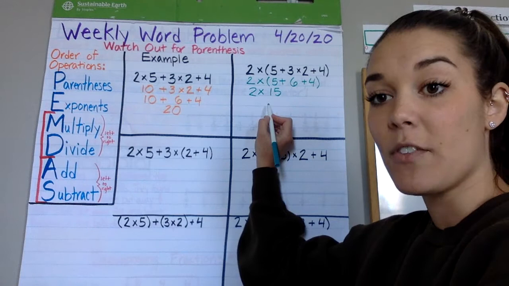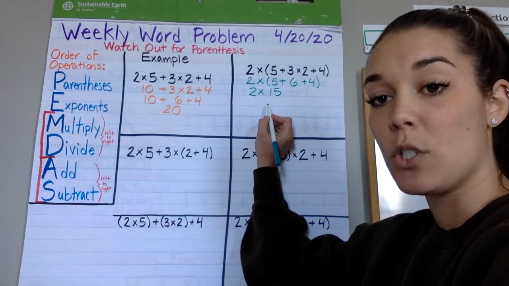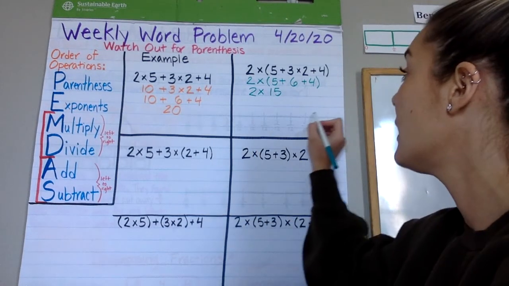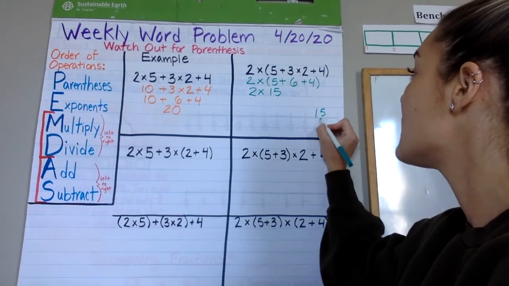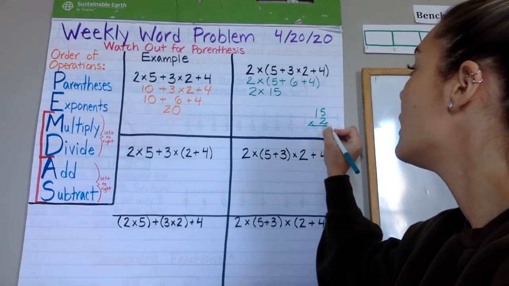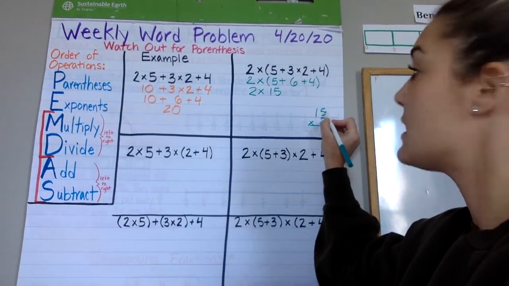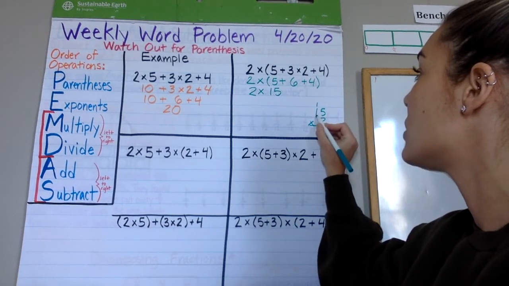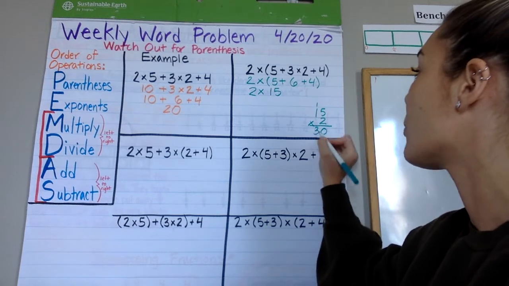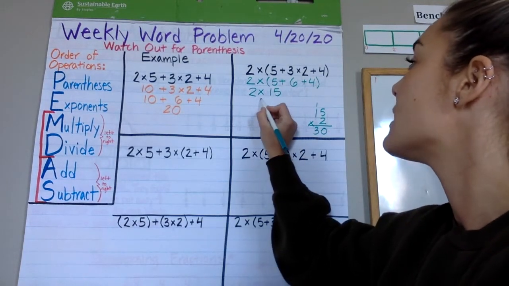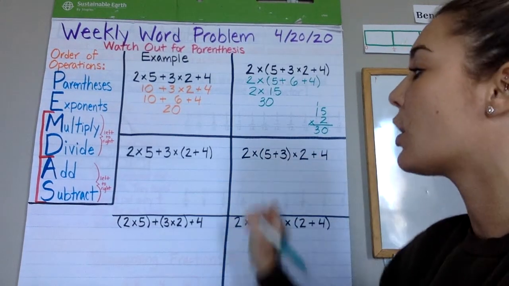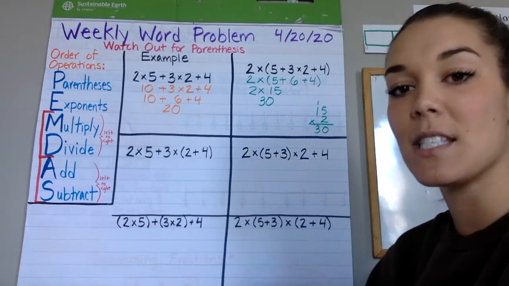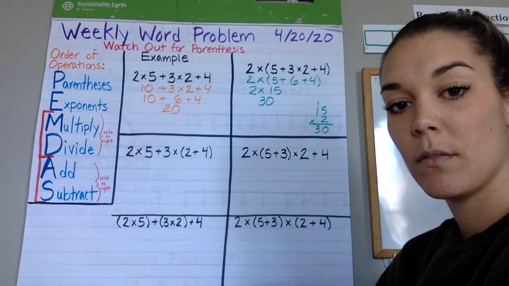Many of you might know that off the top of your head. If you didn't, you could do a little side work on some scrap paper. So I could do 15 times 2. 2 times 5 is 10. Regroup the 1, write down the 0. 2 times 1 is 2, plus 1 is 3. So that means that 2 times 15 is 30, and that is the solution. Okay?